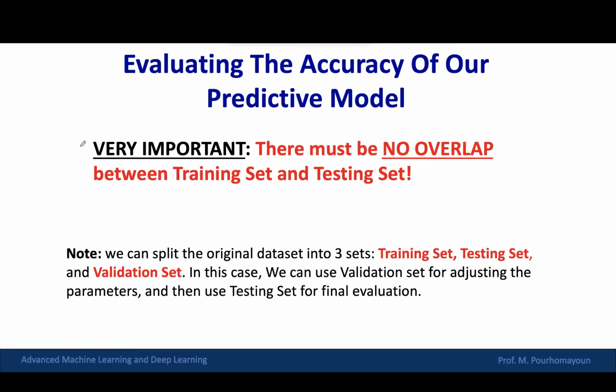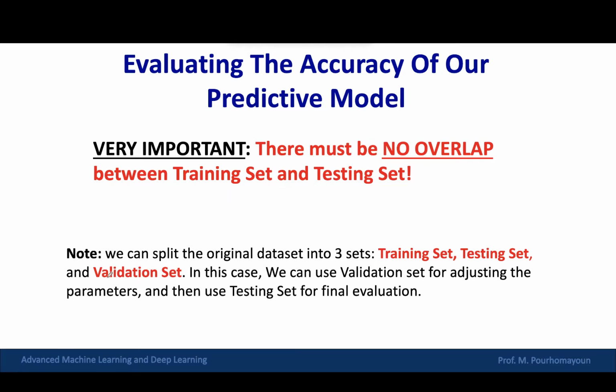This is so important to remember. There should be no overlap between training and testing. Remember that. In this approach, we assume that training data is our past data and testing data is the future data. So this is our prediction, this is our future data. We are not allowed to use any part of that in the process of training. In other words, there should be no overlap between training and testing.